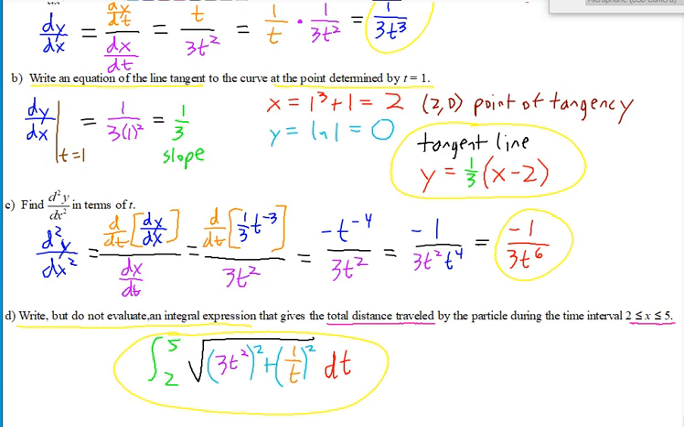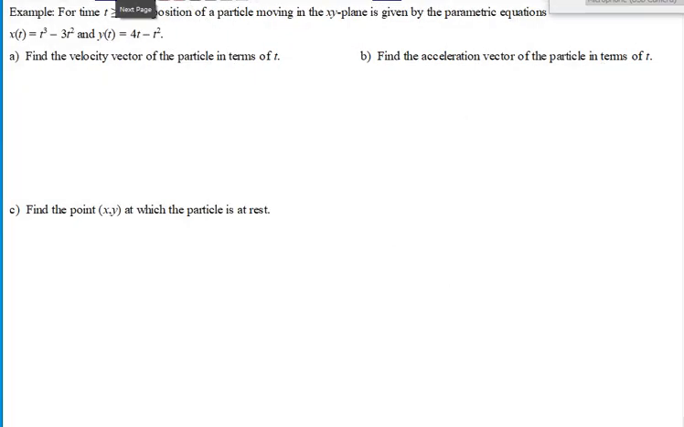All right, let's take a look at another problem. This one says for time t greater than or equal to 0, the position of a particle moving in the xy plane is given by the parametric equations x of t and y of t. So notice here they're using function notation instead of just x equals, y equals. The notation is different, but the process and the formulas are still the same. So this one says find the velocity vector of the particle in terms of t.